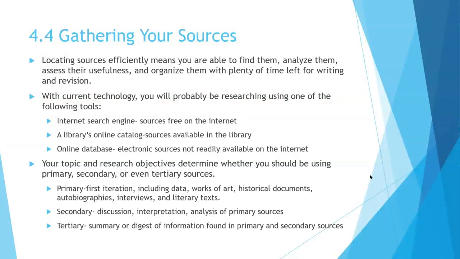Now, this is where we need to talk about primary, secondary, or tertiary sources. So primary is like the first, secondary is the second, and tertiary is the third. Think about that first, second, and third as removed from the original. So a primary source is the original thing. A secondary source is what people say about that thing. And a tertiary source is just a collection of information that has already been reported.